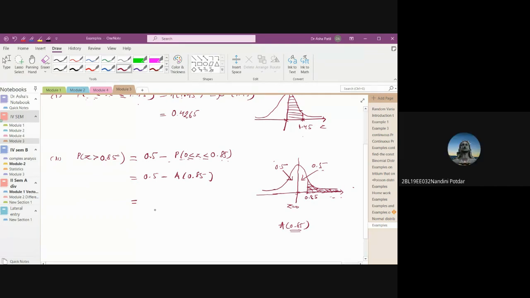So you are telling only A of 0.3023? Yes, ma'am. Okay, then now subtract it and you can get the value. 0.1977.